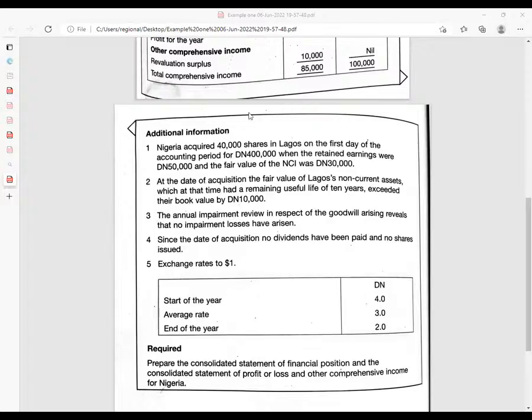Okay, let's start with this straight away. Now we are finishing up. Nigeria acquired, we already have been able to take care of this. Let's take care of number 2. At the date of acquisition, the fair value of Lagos non-current assets, which at that time had a remaining useful life of 10 years, exceeded their book value by DN 10,000.